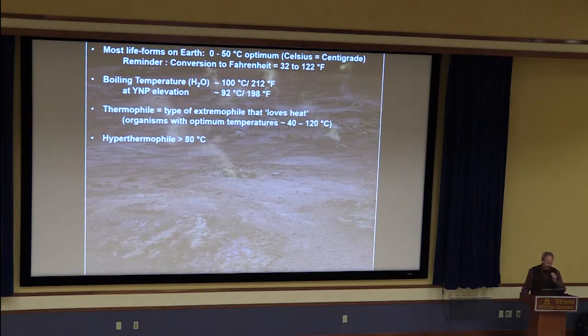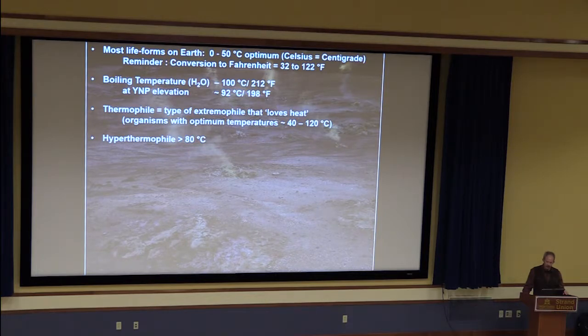The thermophile then is a type of extremophile that loves heat, of course. Organisms that are generally in this range would have optimum temperatures of 40 to 120 centigrade. And then we also have a class of organisms that thrive. It's not that they live and are having a hard time. No, this is their optimum temperature. You have to keep that in mind.